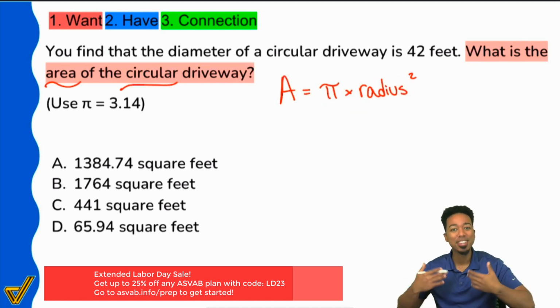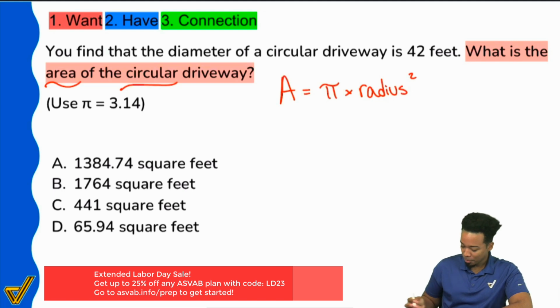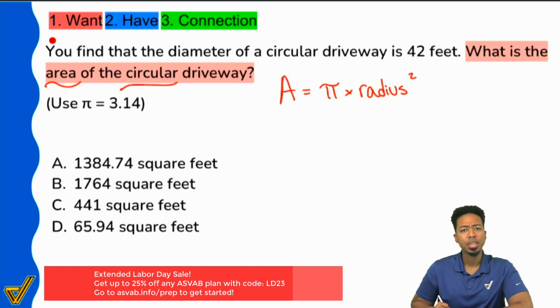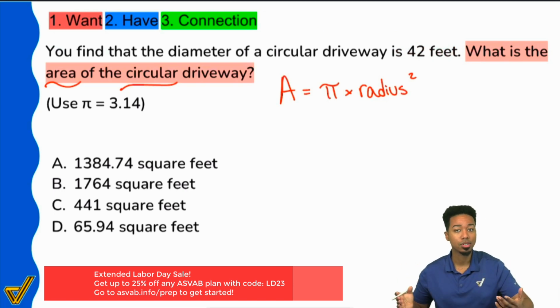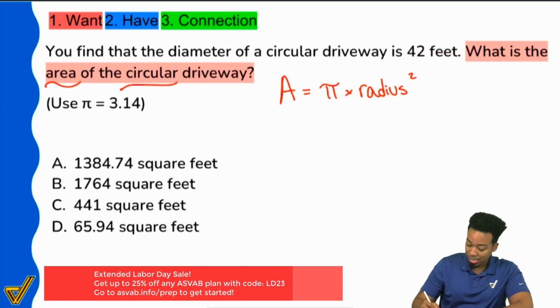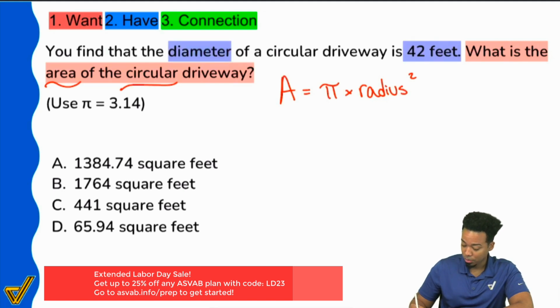So let's put in the time and the effort here. Let's see what the radius is. We see that the diameter of a circular driveway is 42 feet. Most people will take that right there, 42, and just run with it and think that's all you need to do. No. Notice that it says diameter, not radius. It says the diameter is 42 feet.